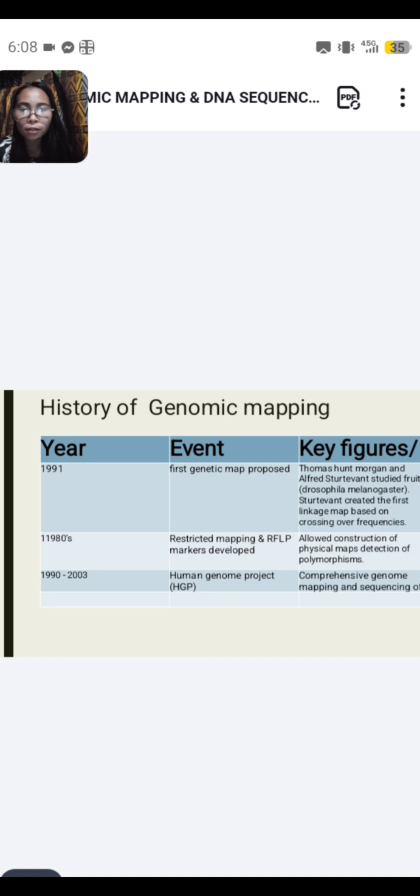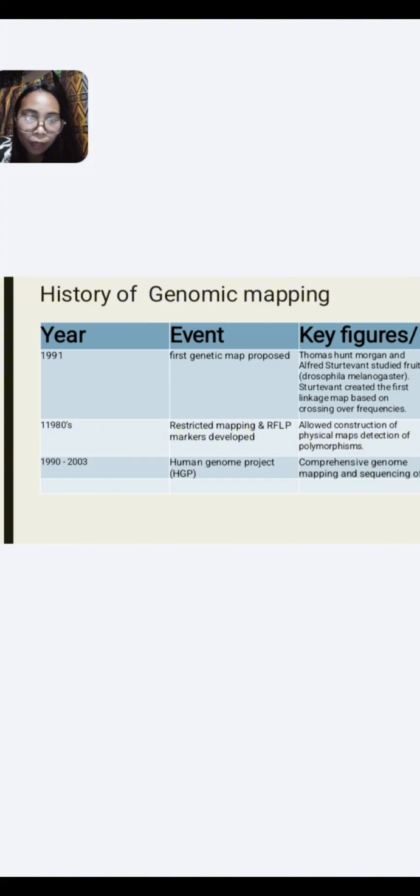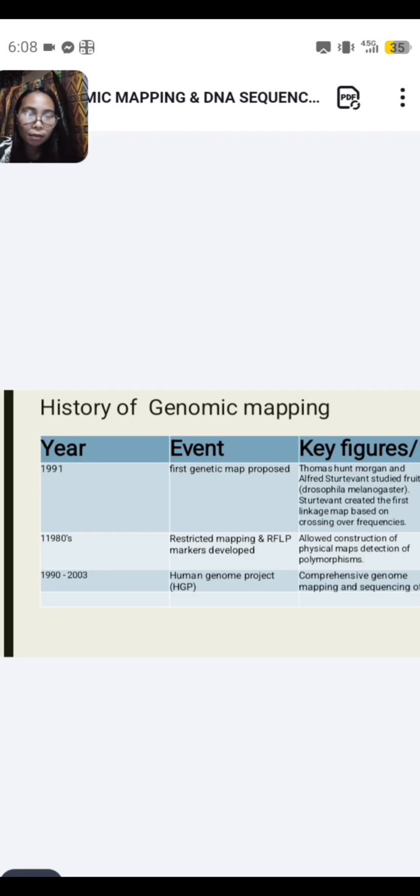So next is the history of genomic mapping. In 1911, Thomas Hunt Morgan and Alfred Sturtevant studied the fruit fly Drosophila melanogaster and created the first linkage map based on crossing over frequencies. So they were the first to propose a genetic map.